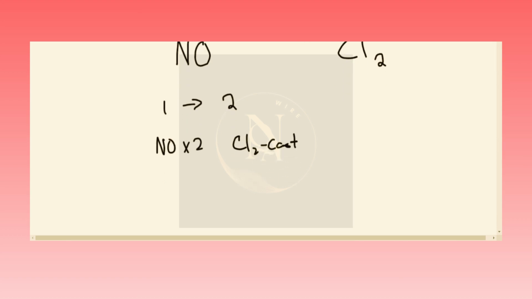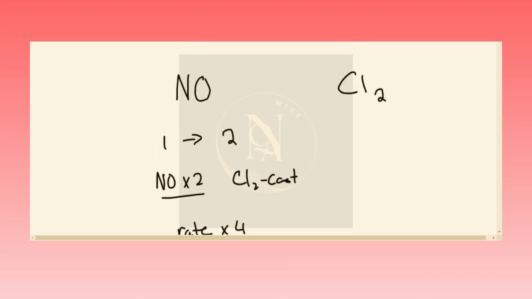From experiment 1 to experiment 2, the amount of NO doubles, times 2, and Cl2 is constant. And so now let's see how the rate changes. The rate is multiplied by 4. And so since for a doubling of NO, the rate goes up by 4, we know that the order of NO is 2. 2 squared. This squared being for second order.